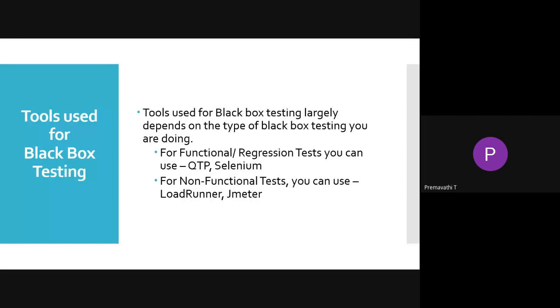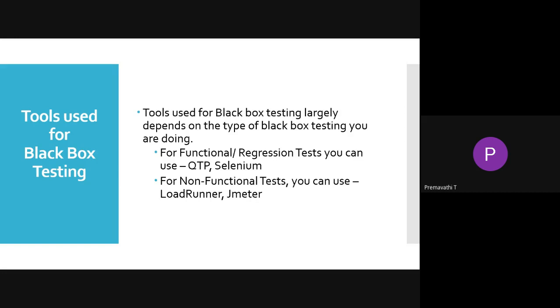And the tools used for black box testing depend on whether it is a functional or regression test or a non-functional test. According to the type of test, we have to use some tools: QTP and Selenium for functional or regression tests, and for non-functional tests you can use LoadRunner and JMeter. So these are all the software tools we have used for black box testing.